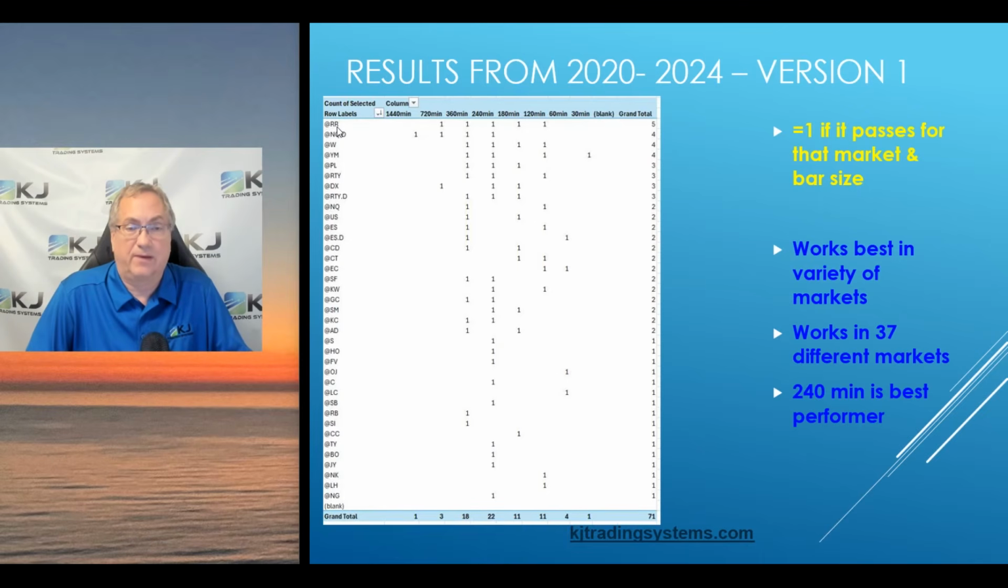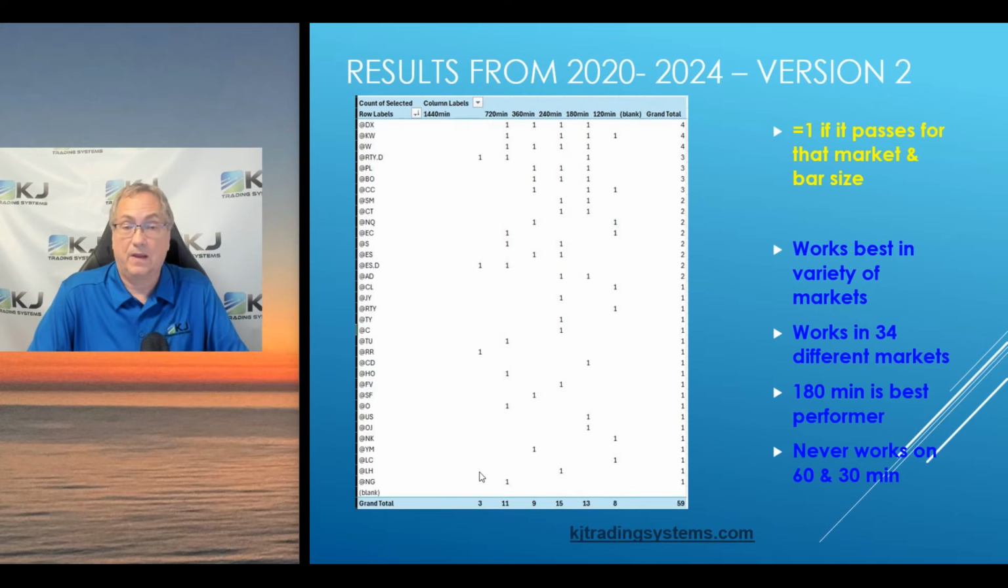And you can see, for example, rough rice. It works in 5 different bar sizes. And then down at the bottom, natural gas only worked with 240-minute bars. But a lot of them work in a couple different bar sizes. And overall, 37 of the 44 markets had profit where it looked good. And 240 minutes, for some reason, seemed the best. So that would be like a 4-hour bar.